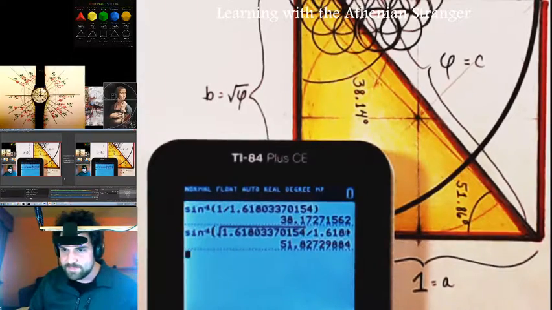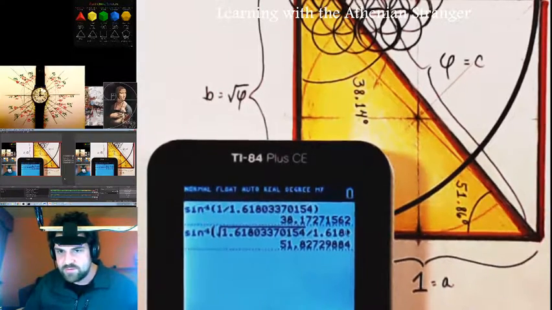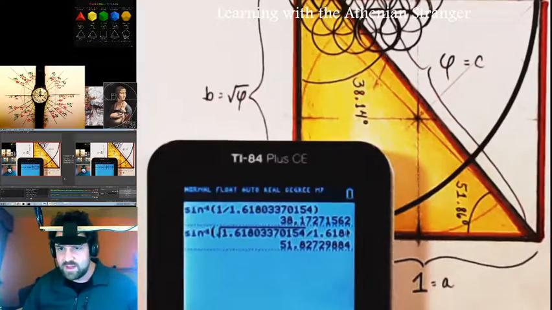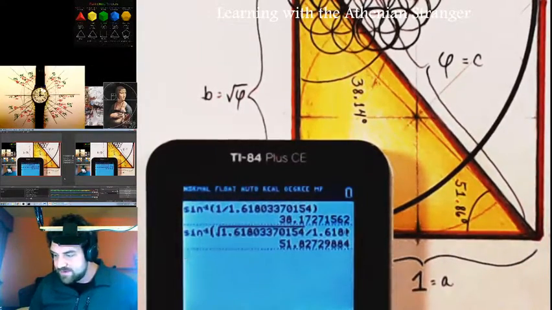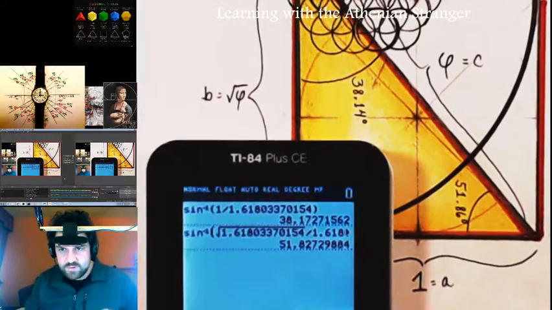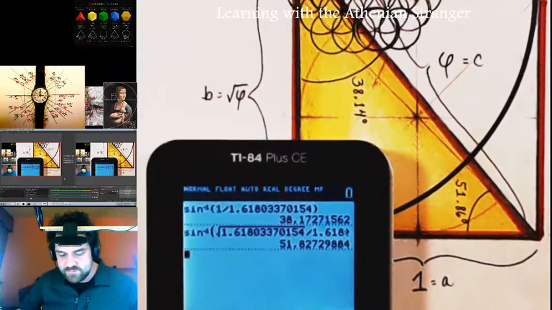51.82 degrees. Okay, we are extremely close. If I round up to the nearest degree, ladies and gentlemen, I would have 52 degrees according to my infinite sum based on the Taylor series. And according to this super expensive calculator, I would also have 52 degrees.